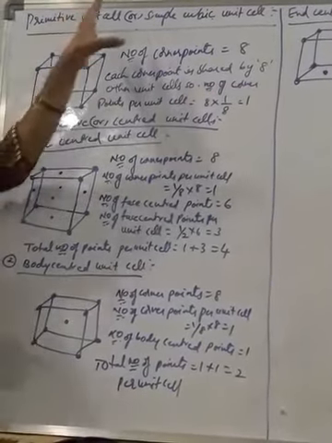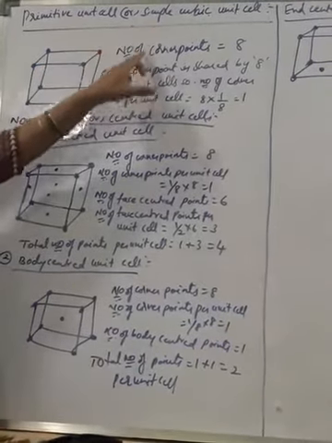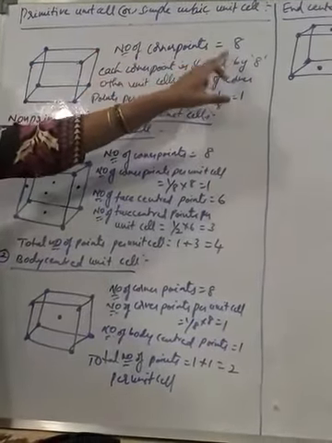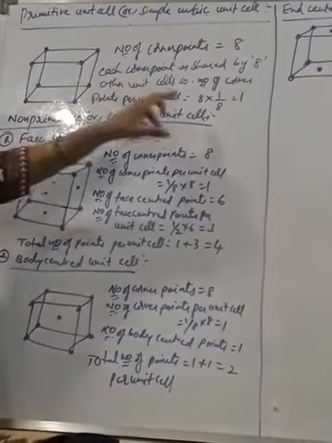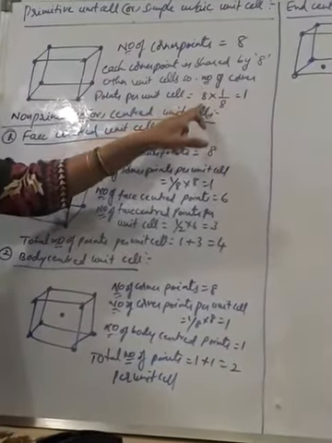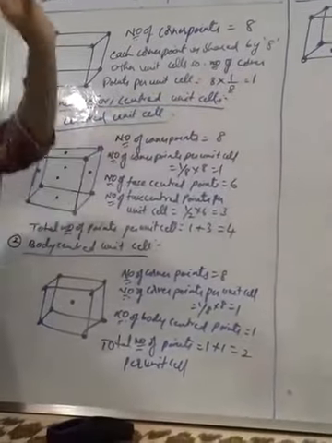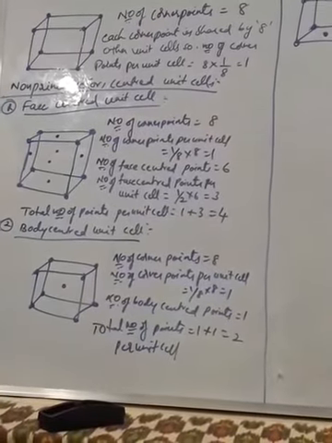So in a primitive unit cell, which is also called a simple cubic unit cell, the number of corner points is 8 and the number of lattice points per unit cell is equal to only 1 point. Okay, 8 into 1/8. Why? Because each and every corner point gets shared by 8 other unit cells.